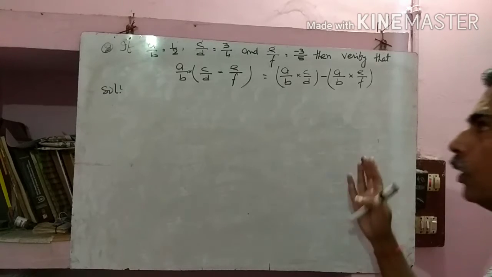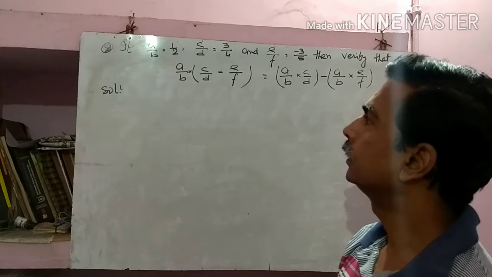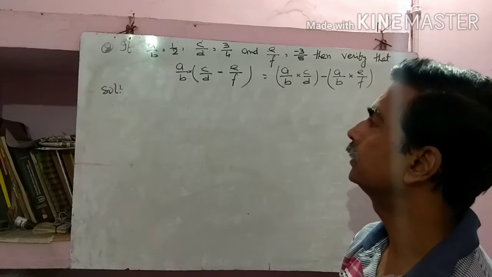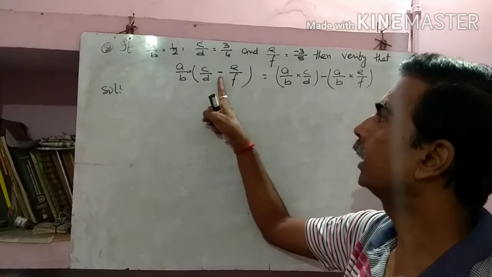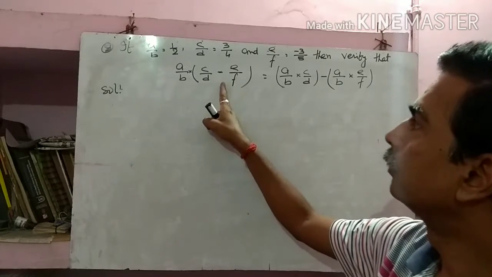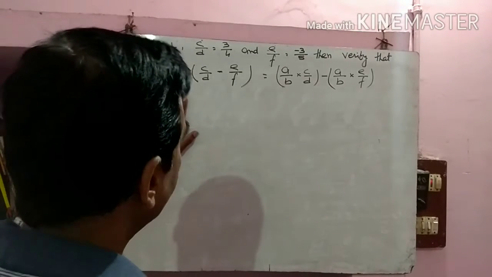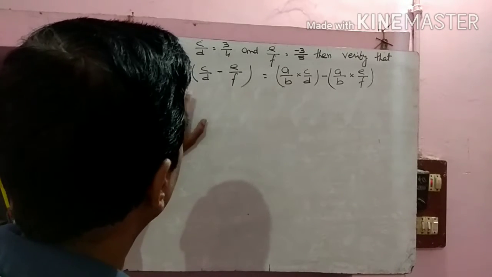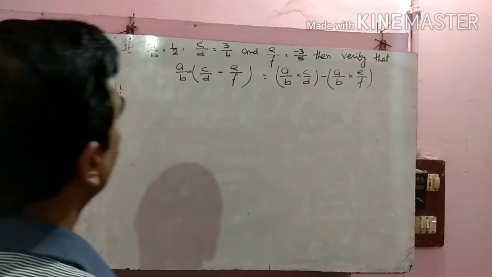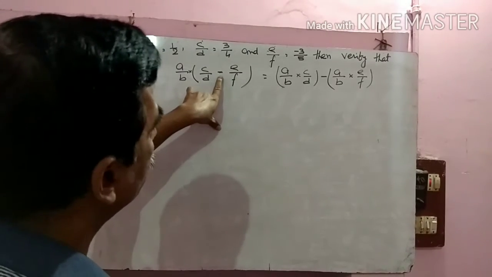Look here, this question is also the same as question number 7. The basic difference between the previous question, question number 7, and this question is that there is a sign of subtraction. This is the distributive property of multiplication over subtraction.